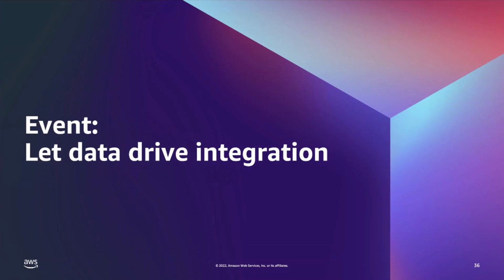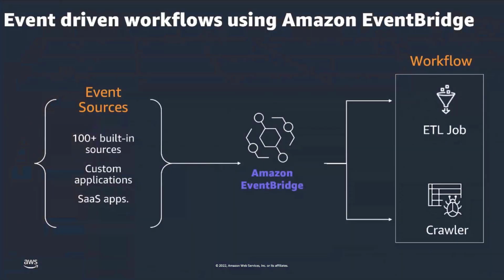The next method we discussed was event-driven integration. So how do we let your data drive your work? Glue ETL integrates now with Amazon EventBridge. Amazon EventBridge has hundreds of built-in sources, and allows connections to custom applications and your SaaS applications. They provide all of these triggers that allow you to kick off a workflow that includes Glue jobs, crawlers, and other things. And the whole purpose of this is that you let your data do the work.